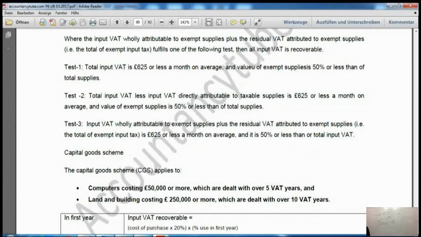And the third test says input VAT wholly attributable to exempt supplies plus the residue VAT attributable to exempt supplies, so whatever the total exempt input VAT is, is £625 or less on average, and it is 50% or less of total input VAT.